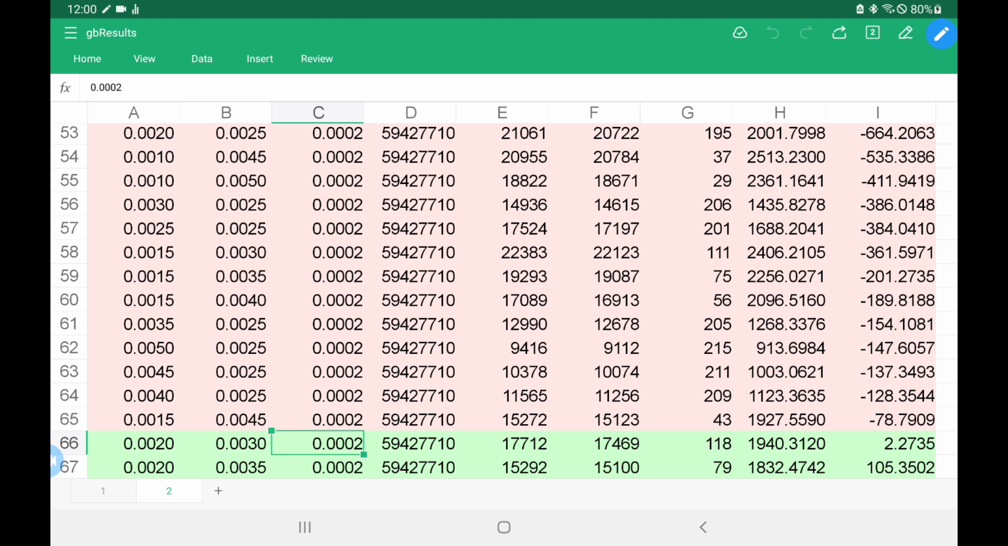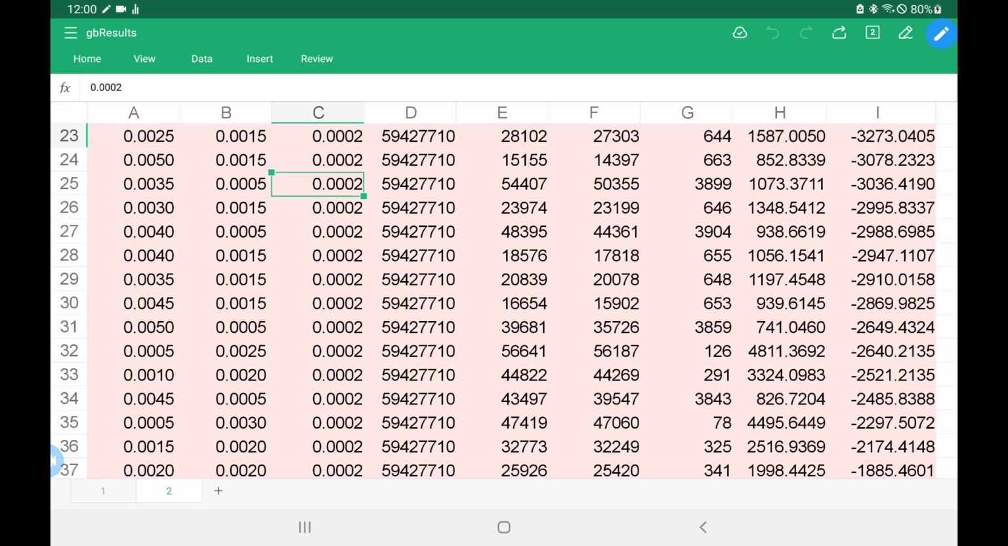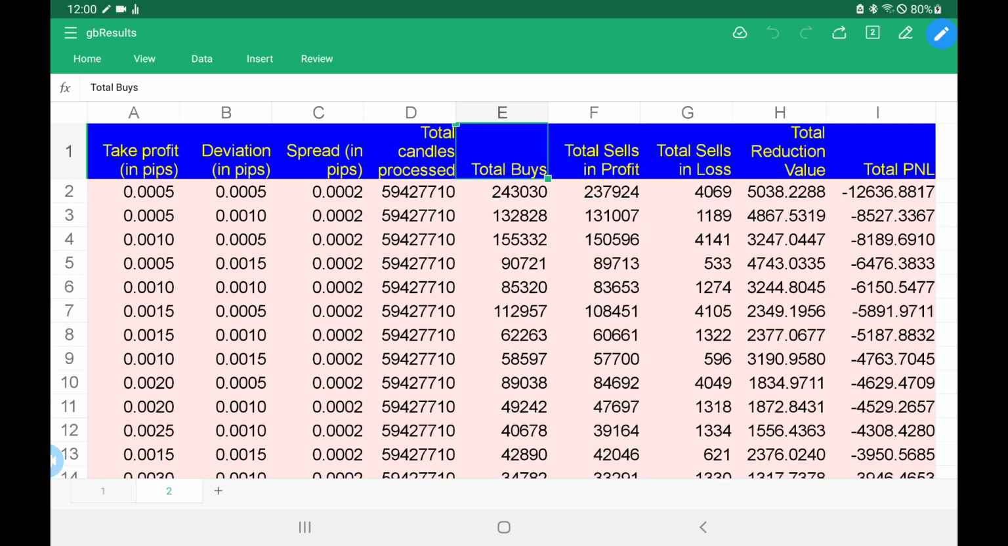So I figured a rough estimate of 2 pips would be good enough for this analysis. And we could really see 64 trading combinations failed. They lost money throughout the entirety of the 59 million candles. And this is with the reduction technique. So that is really surprising that the reduction technique failed so harshly.